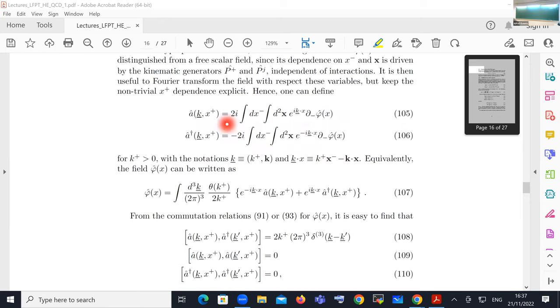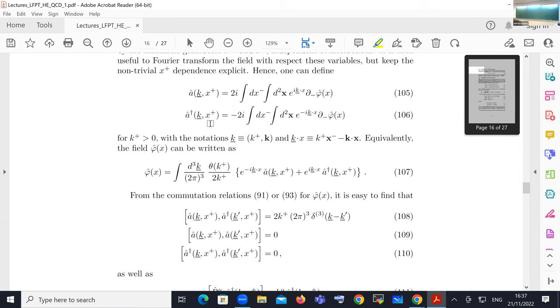So this is basically a Fourier transform from x perp to k perp and from x minus to k plus. But then we leave the x plus dependence there, because here we want to stay at a fixed x plus, to study how the theory looks on such a fixed x plus hypersurface. Then, because of that, we have these A and A dagger operators, which depend on k plus, k perp, and x plus.